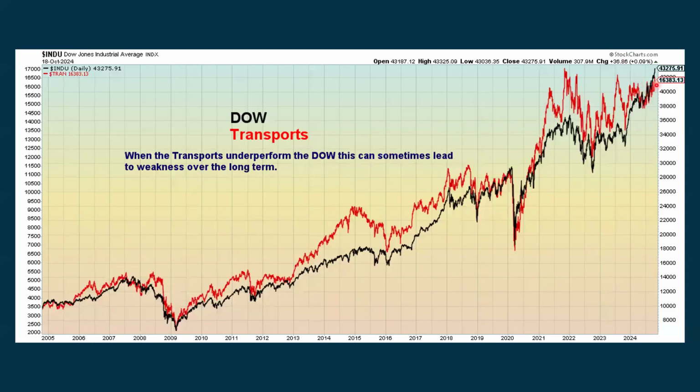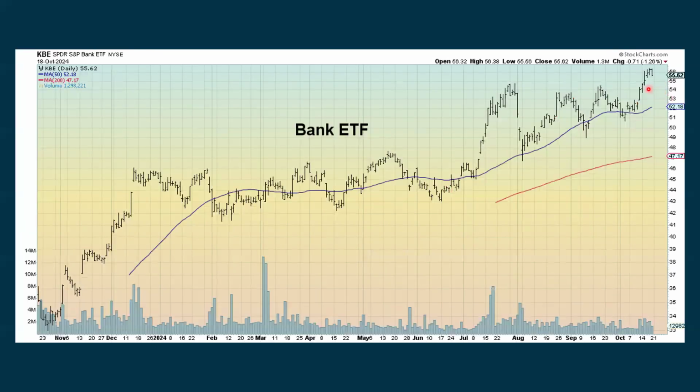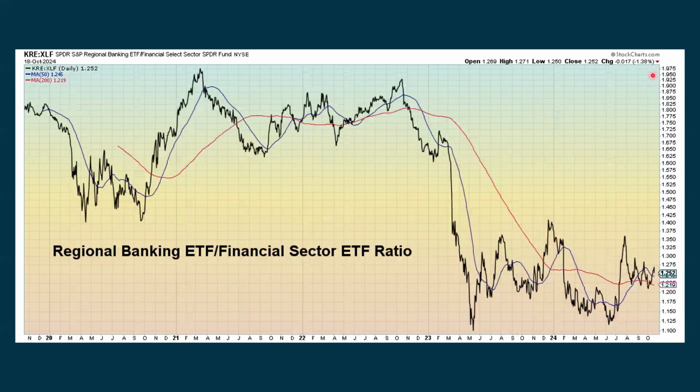The transports, which are looking a little bit better now, but pretty much have been sideways for 2024, where we have the Dow now setting new all-time highs. And the bank index or bank ETF here just coming off of setting all-time highs, as the financial sector has been quite strong. We also keep an eye on the regional banking ETF versus the financial sector. This is not really breaking out and showing any strength, but it's not breaking down either. And we're seeing an overall uptrend with this ratio.